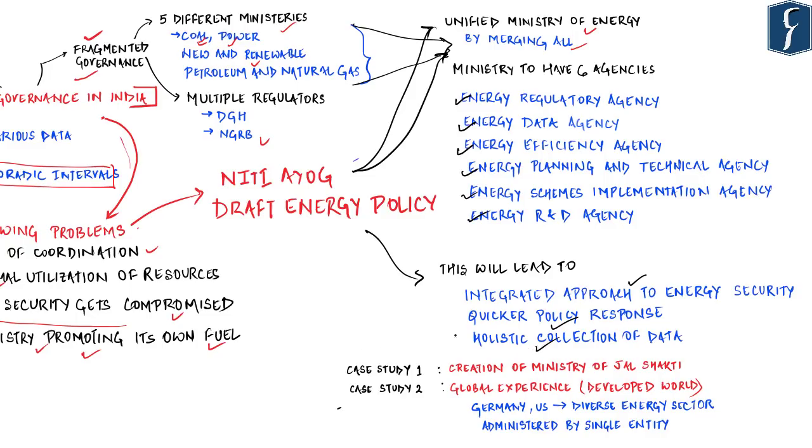Now, the author quotes two case studies to support the argument of reorganization of ministries and merging them into a single one. Now, the first is a recent decision by the Government of India to create the Ministry of Jal Shakti. The Ministry of Jal Shakti was created by integrating the Ministry of Water Resources, River Development and Ganga Rejuvenation, and the Ministry of Drinking Water and Sanitation. So, the government felt that it is important to club various ministries dealing with water into one, and hence this could form the basis for creation of an integrated Ministry of Energy.